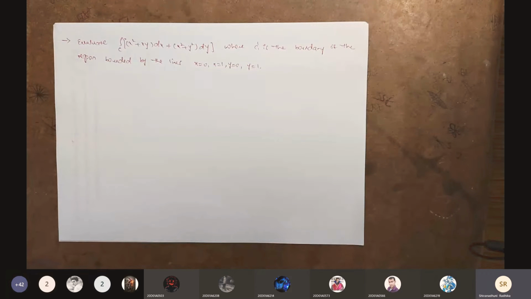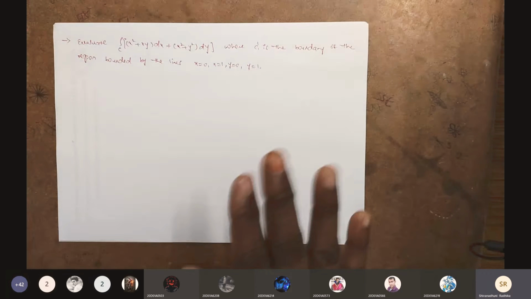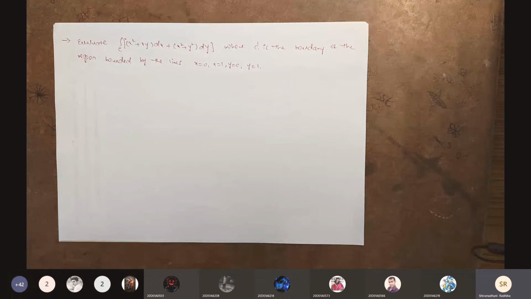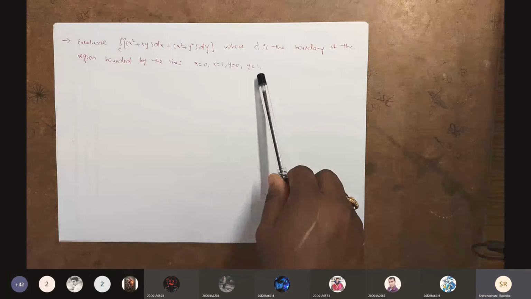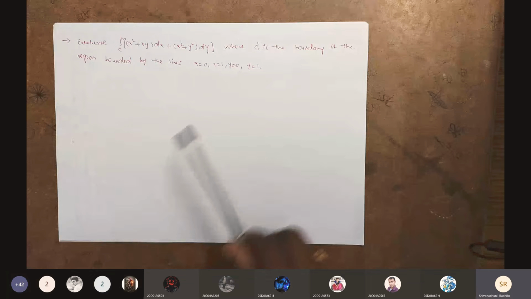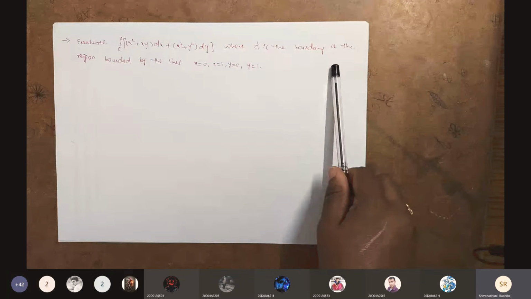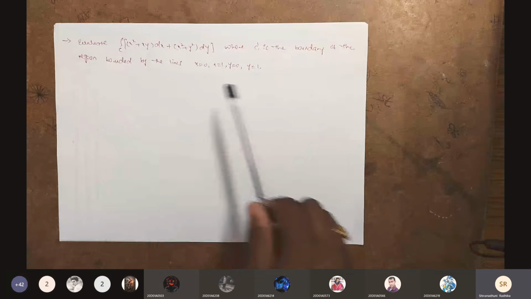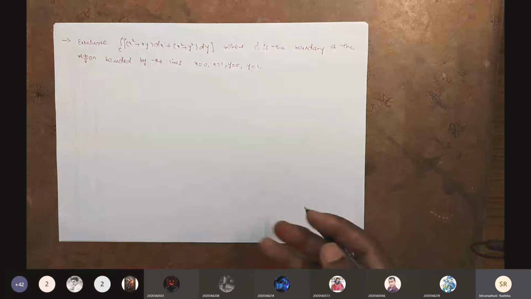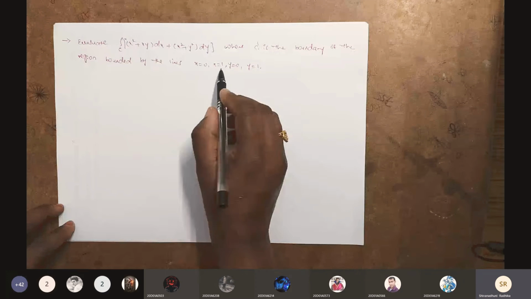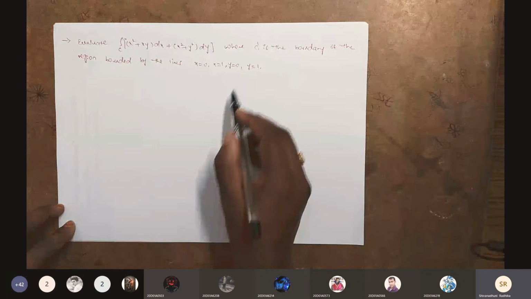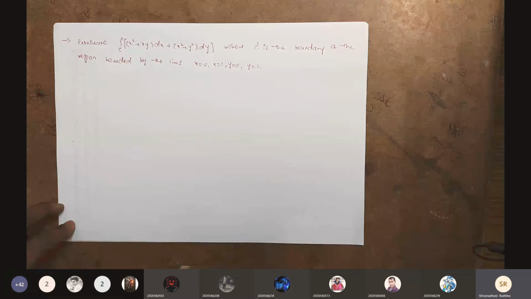See, in the given problem, we don't have any curves marked. Directly, they have given the values x equals 0 to 1, y equals 0 to 1. Clear? Now C is the boundary of the region bounded by the lines only. So there is no need to draw the diagram because these are the direct lines x equals 0 and x equals 1, y equals 0 and y equals 1. See, what is the concept, what is the solution here? Same as it is.